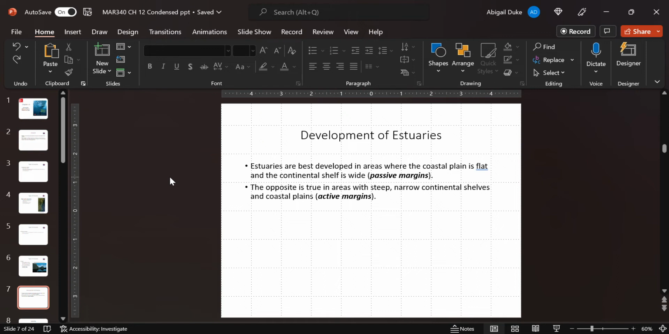Let me see if I can get a good image of this so that I can explain it better. Let's see, active.